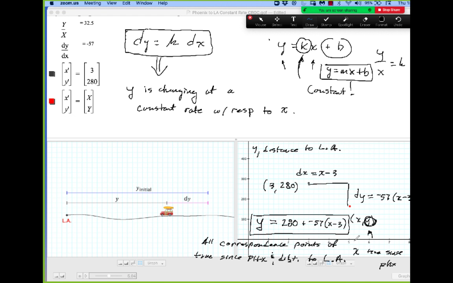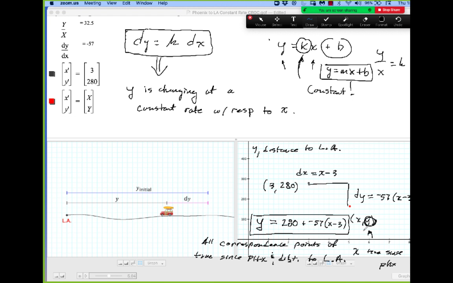The change in y and the change in x. What's the change in x in here? x minus 3. There's the change in x, right? And what about the change in y? It's negative 57 times x minus 3. Yeah, so you see those quantities, dx and dy.